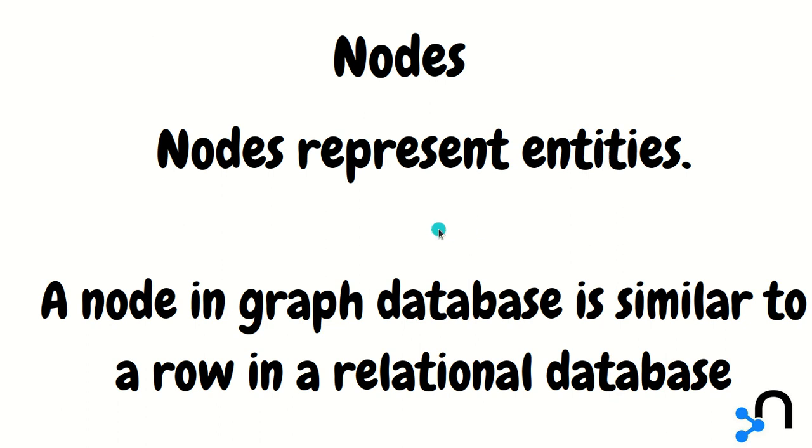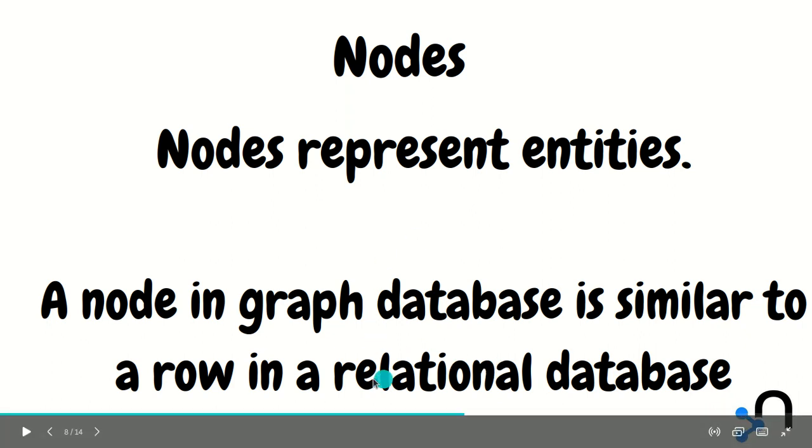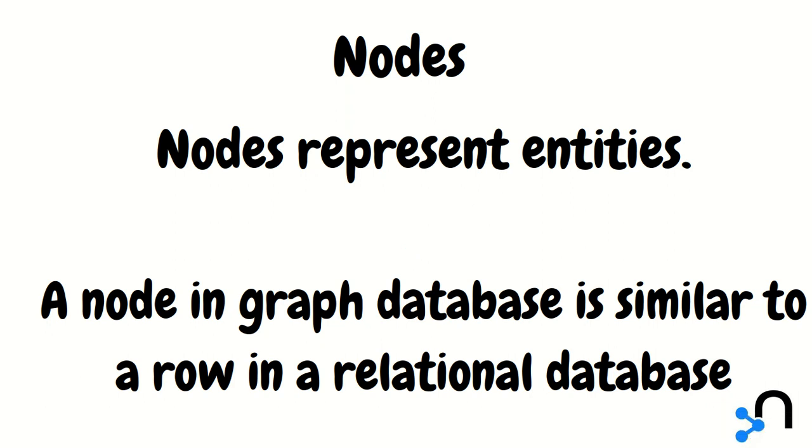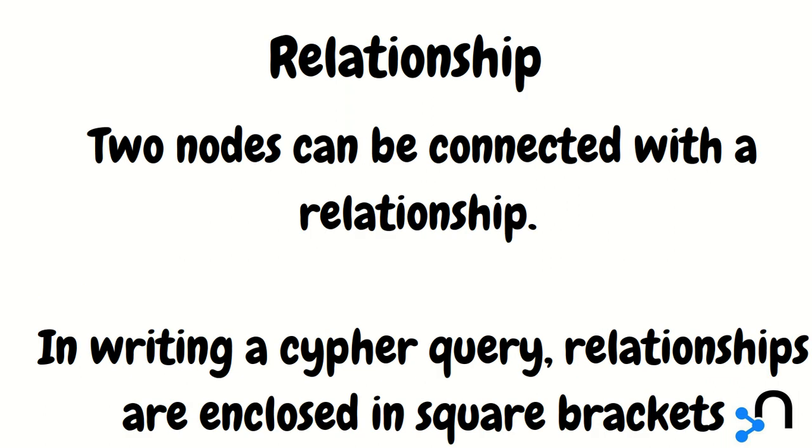We have all learned in the case of DBMS as well, which is called the ER model, in which we have entity relationship. So it's almost the same. We have entities, and a node in a graph database is similar to a row in a relational database. So if we say that we have a row or tuple in a relational database, we have a node in the graph database. Moving forward, we have a relationship now.